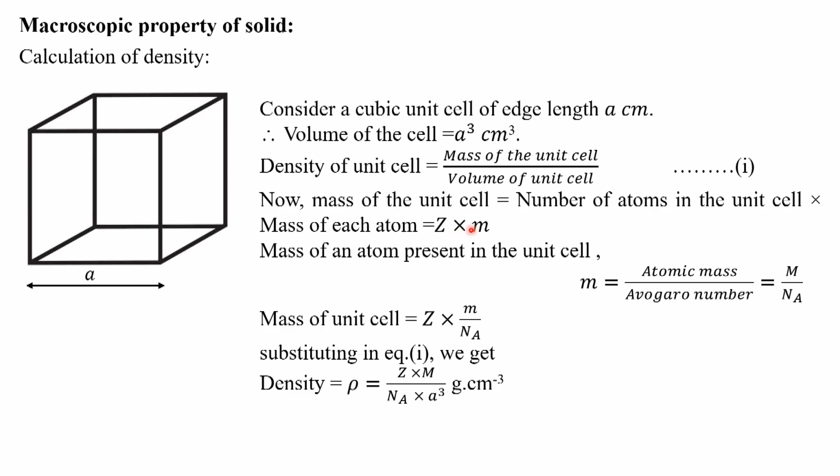So number of atoms in unit cell times mass of each atom. So we can write Z times M. So mass of an atom present in the unit cell will be, if we say M is atomic mass by Avogadro number, so you get M by Na, right? So the mass of the unit cell will be Z times M by Na. So if we substitute this in equation 1, we write density will be Z times M by Avogadro number times A raised to the 3 grams per centimeter cube.